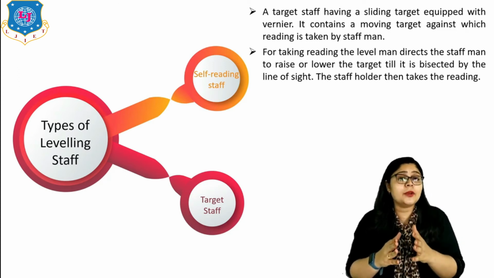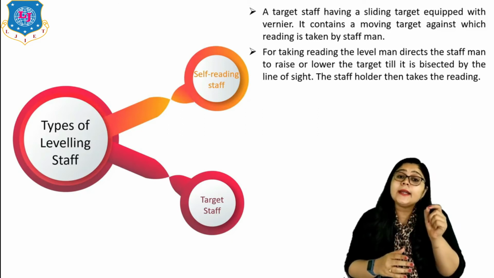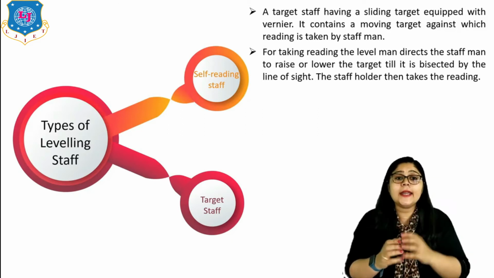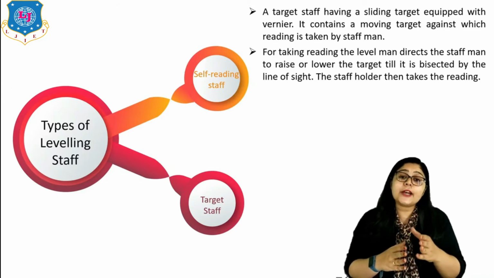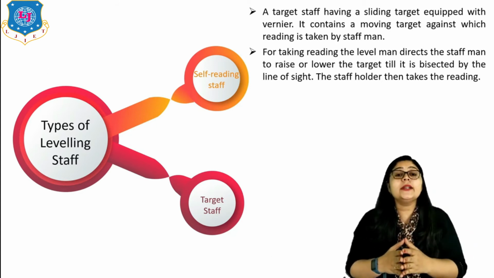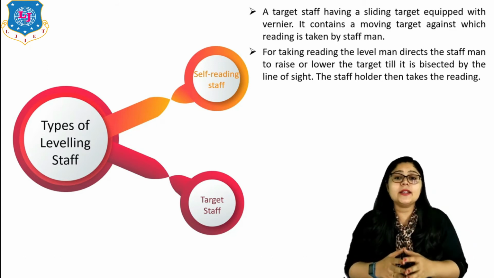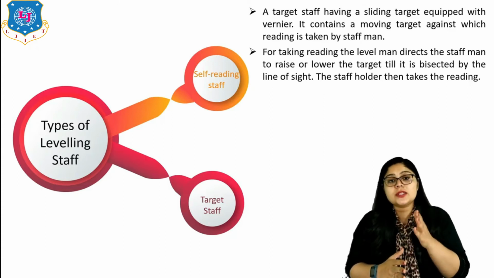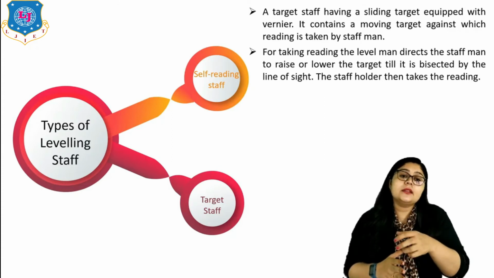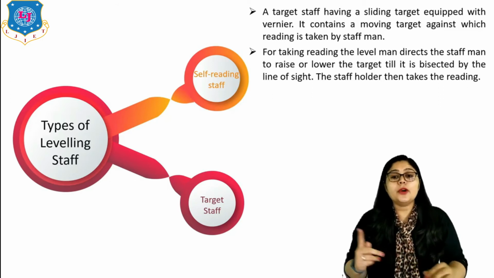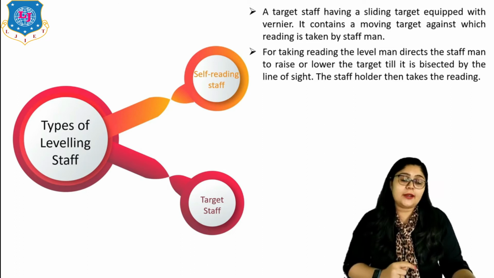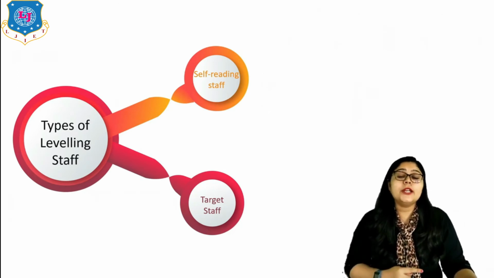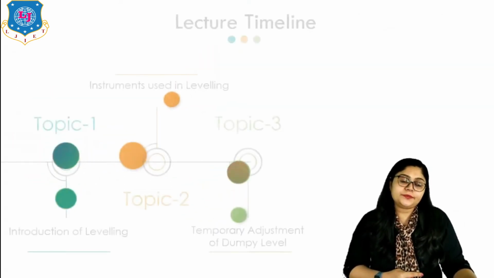Now you know the concept of vernier, right? Generally it contains a moving target against which reading is taken by the staffman. For taking readings, the levelman directs the staffman to raise or lower the target till it is bisected by the line of sight. Then the staff holder takes the reading, right? So that is the concept of the target staff, where the accuracy is quite higher than the self-reading staff, right? So this is all about different types of leveling staff.